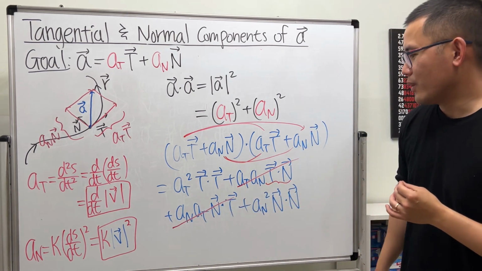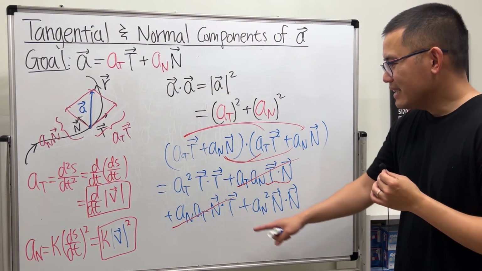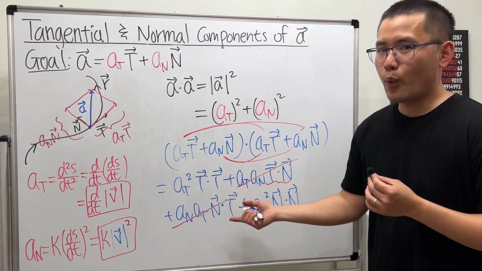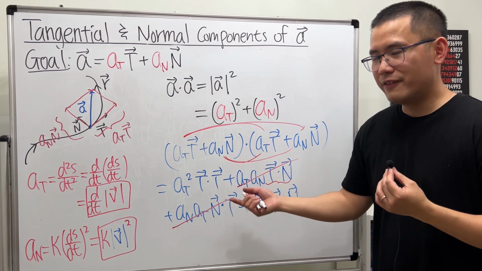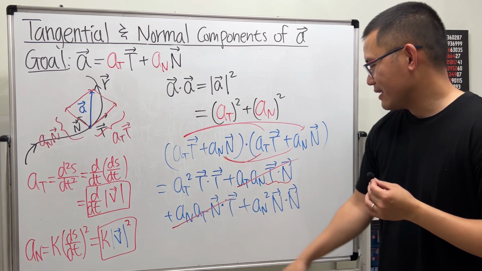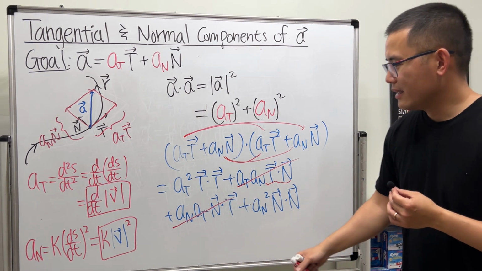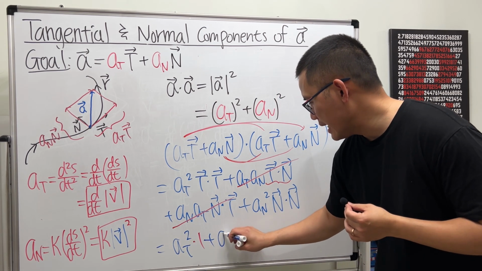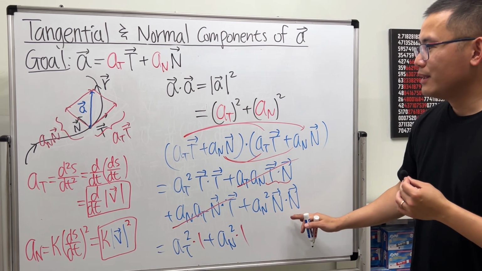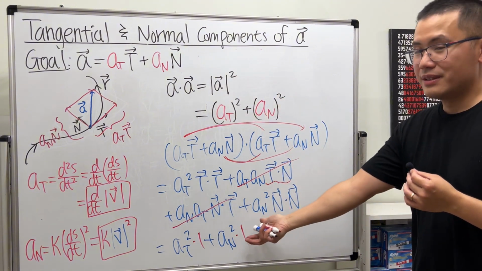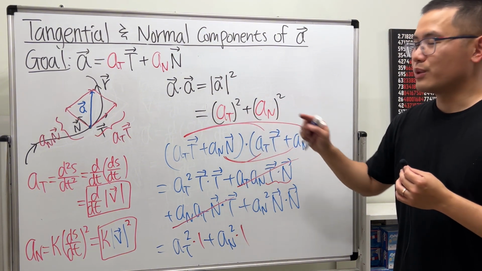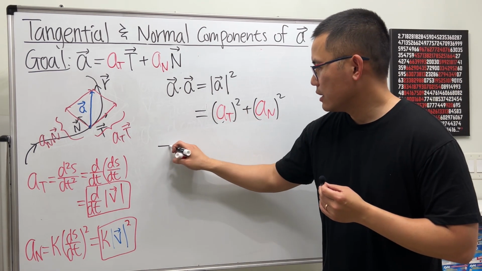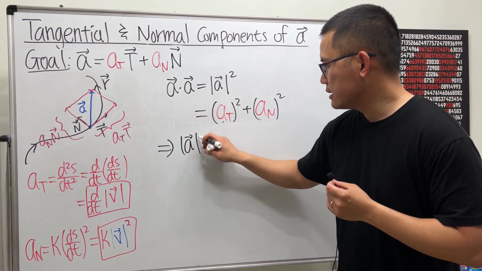Likewise, this right here will also be gone. And what's this? T dot T is just the magnitude of T squared. And T is a unit vector, so this right here is equal to 1. Likewise, this right here is also equal to 1. So in the end, we just have AT squared times 1 plus AN squared times 1. So if you want to work it out, this is it. But as a result, you get this right here. All right, so what we have now is this is equal to that. And let me just write this down right here like this.